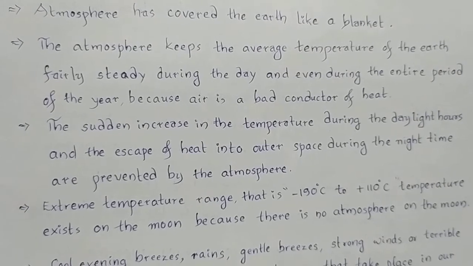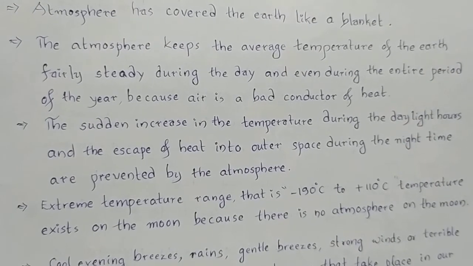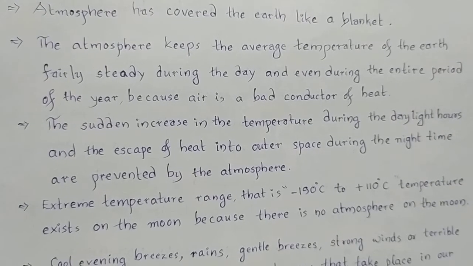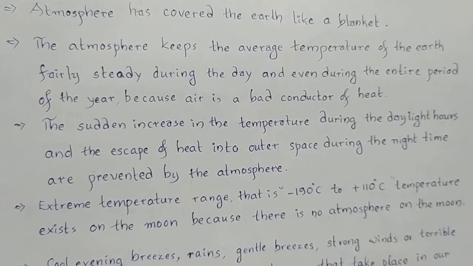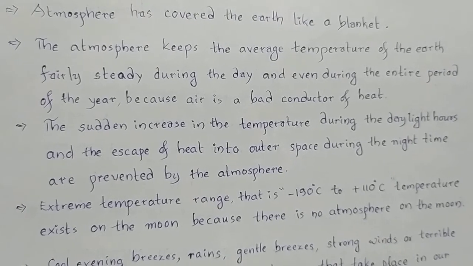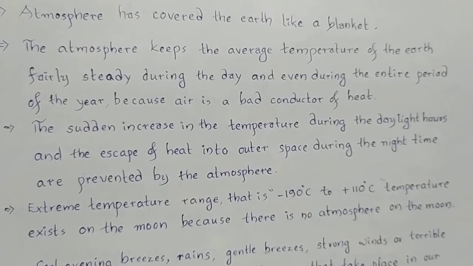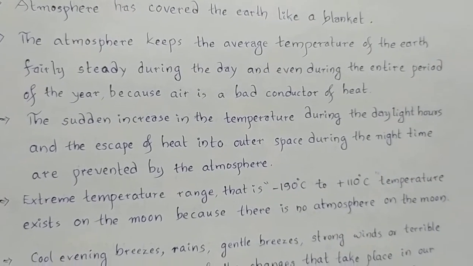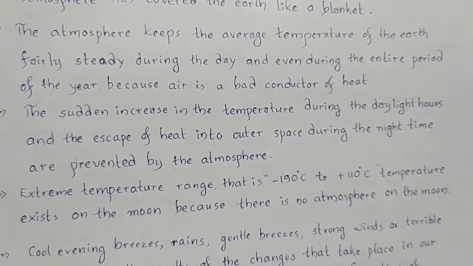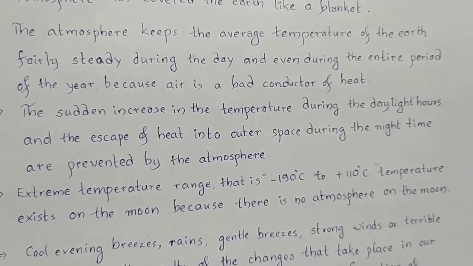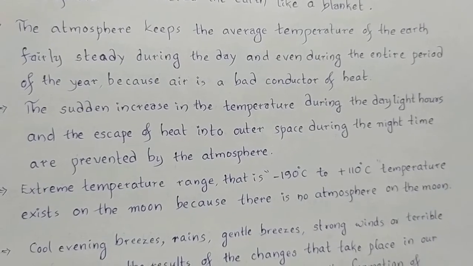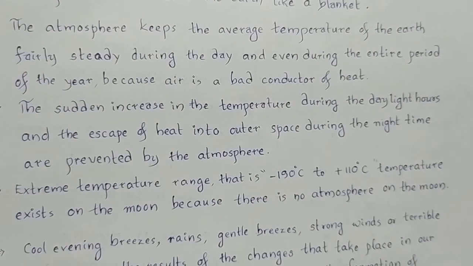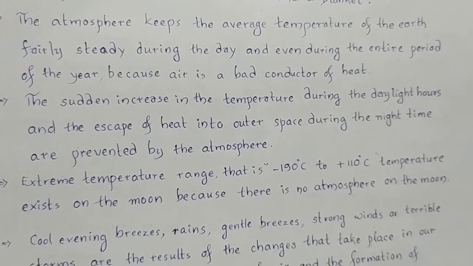If it were a good conductor of heat, the earth would get heated up very quickly and the temperature would rise like anything. And by night time, as there is no light and heat, the heat already present would escape from the earth and the earth would get completely cooled. But it is not happening. Why? Because the atmosphere keeps the average temperature of the earth fairly steady, since air is a bad conductor of heat.